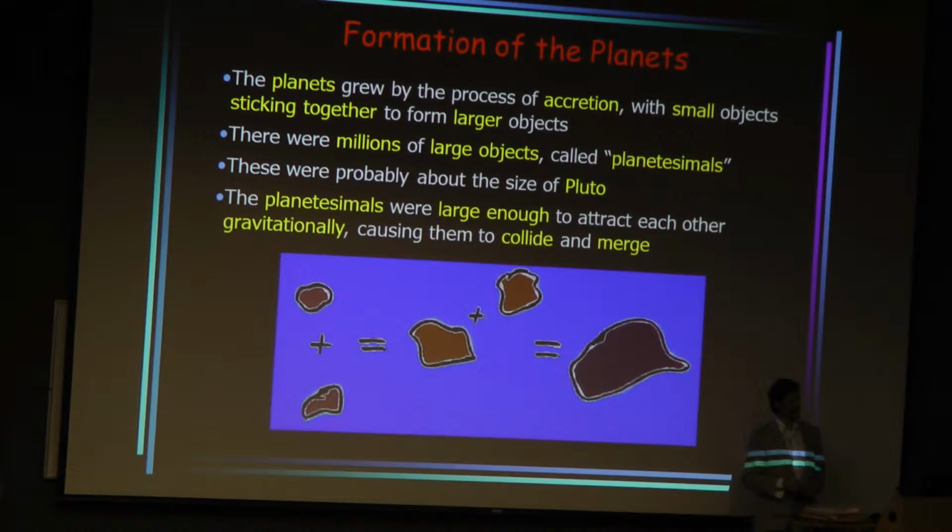So these are large enough to start to attract each other gravitationally. And in the outer solar system, we expect something a little different takes place, because we have to have a massive kind of an iceberg to attract the hydrogen gas.